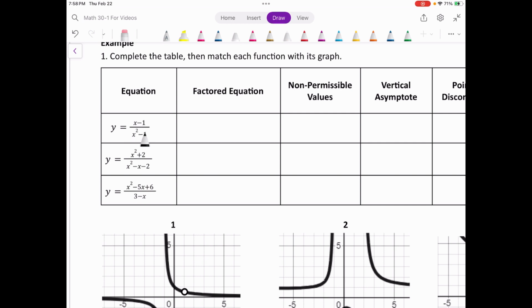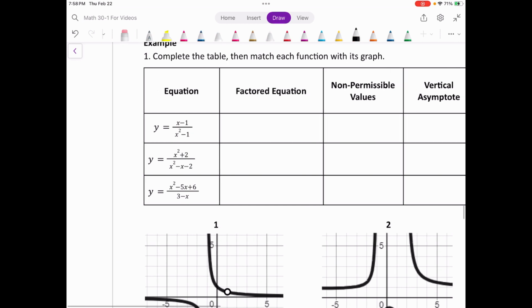But here, x squared minus 1, do you recognize this? This is actually a special type of polynomial. This is what we call, remember, difference of squares. It's a perfect square minus a perfect square. Hence, difference of squares. Okay, x squared is just x squared. And 1 is a perfect square. It's 1 squared.